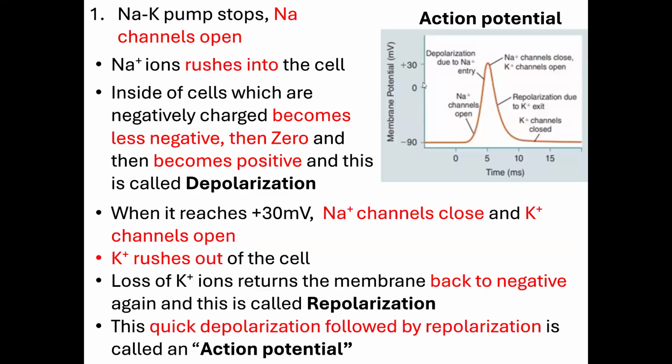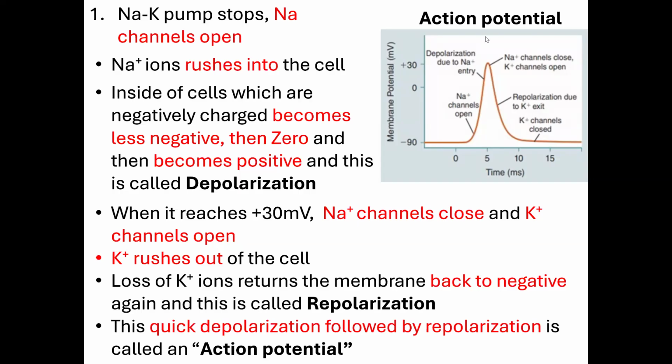More sodium is going in, so it becomes plus 10, plus 20. When it hits plus 30, the sodium channel closes. Something else happens. The potassium channels open. Okay. When the potassium channels open, what's going to happen? Potassium is going to rush out of the cell. Normally, potassium is pushed into the cell by the sodium potassium pump, but here the potassium channels are open, so potassium starts rushing out of the cell. Then it starts lowering again. From plus 30, it goes down and reaches back to the original resting membrane potential, which is minus 90.